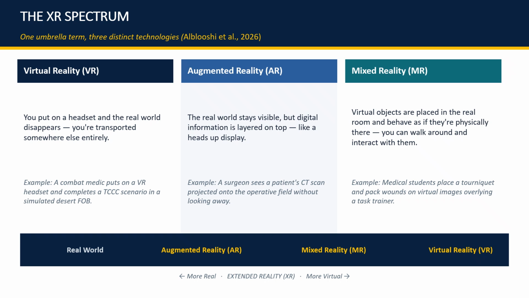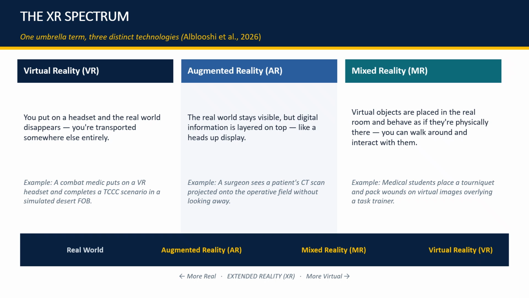And then mixed reality is the most complex, which is virtual objects are placed in the real room, but you can interact with them as if they're physically there. You can walk around barriers, you can have avatars sit on virtual couches. For me, how I like to think about this is if you have a virtual overlay on a task trainer that's showing a massive hemorrhage, you can then have students see that virtual overlay, pack the wound on the task trainer, or place a tourniquet, and it's going to increase the realism of that task trainer alone.